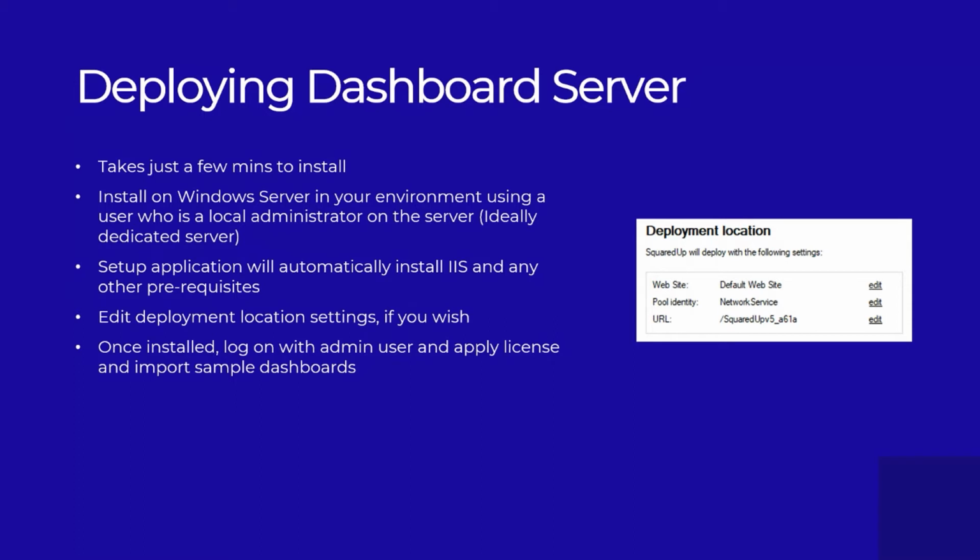And as you're going through the deployment, the one thing you can change, you can edit the deployment location settings if you wish to or need to, such as the website or the pool identity or URL, as you can see from the image on the right there. Now, once installed, you just log on with your admin user, apply your license, and import your sample dashboards, and you're ready to go. Just a few minutes, you've got Dashboard Server up and running.